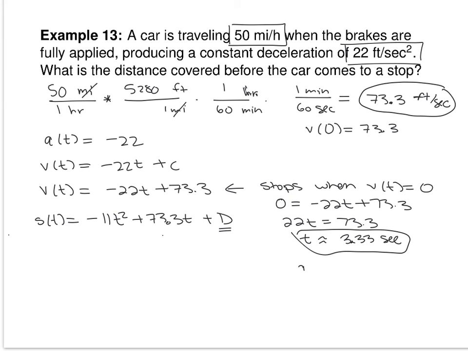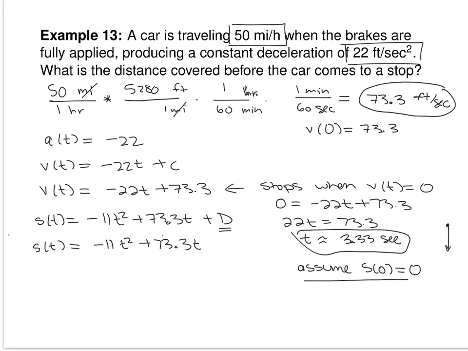You assume S of 0 equals 0, because you're talking about your position relative to where you start applying the brakes, right? So you can just say, well, the place where I start applying my brakes is, I've gone 0 feet. And so my initial position is 0 feet past where I started, which lets you give the equation as S of t equals minus 11t squared plus 73.3t. So that's the one thing that you might not have been able to come up with on your own.